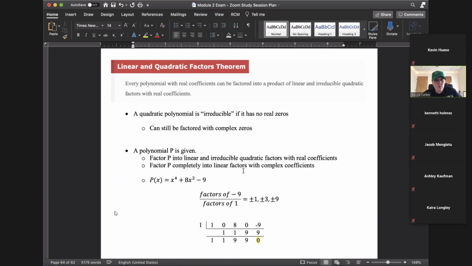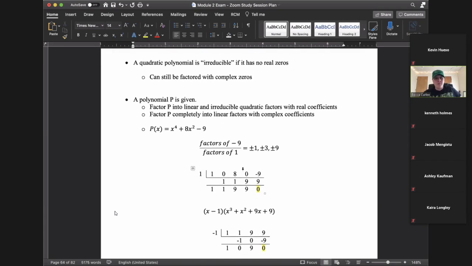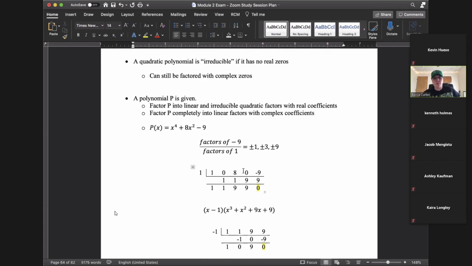All right, linear and quadratic factors theorem. A quadratic polynomial is irreducible if it has no real zeros. It can still be factored with complex zeros. So a polynomial p is given. Factor p into linear and irreducible quadratic factors with real coefficients. Factor p completely into linear factors with complex coefficients.